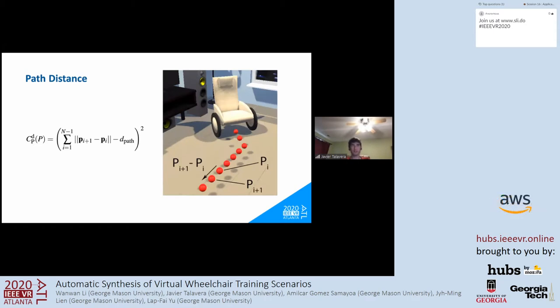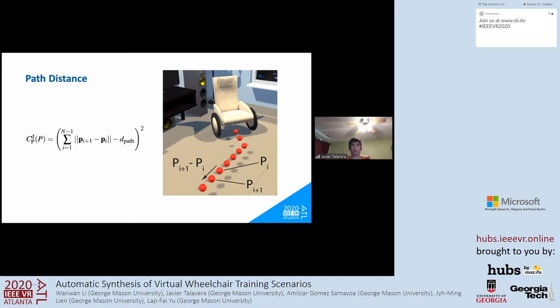With the distance cost, a path begins at the wheelchair and ends at the target. The target position is randomly sampled during the optimization process. The path is optimized as the furniture attempts to place themselves around the room.